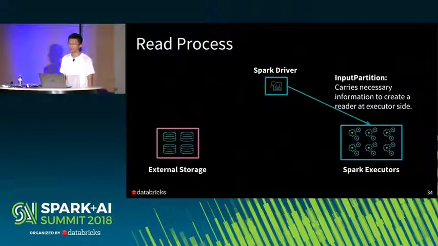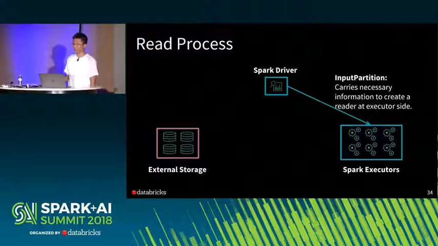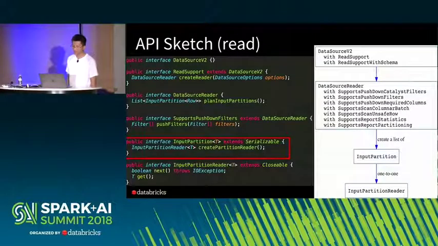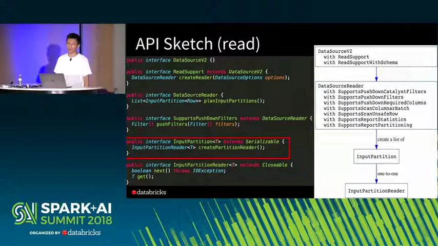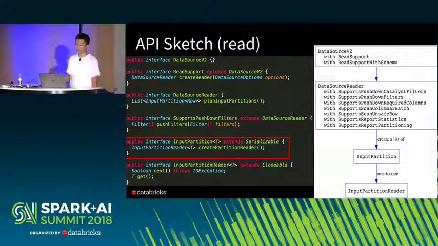And next, the Spark driver will send a bunch of input partitions to the executor side, and the input partition will carry some information that is necessary to create a reader at the executor side. And this logic will be implemented by the input partition interface. We will probably have a custom implementation of it, and we will define some fields to carry the information, and we will have some logic in the method createPartitionReader to define how to initialize your reader.